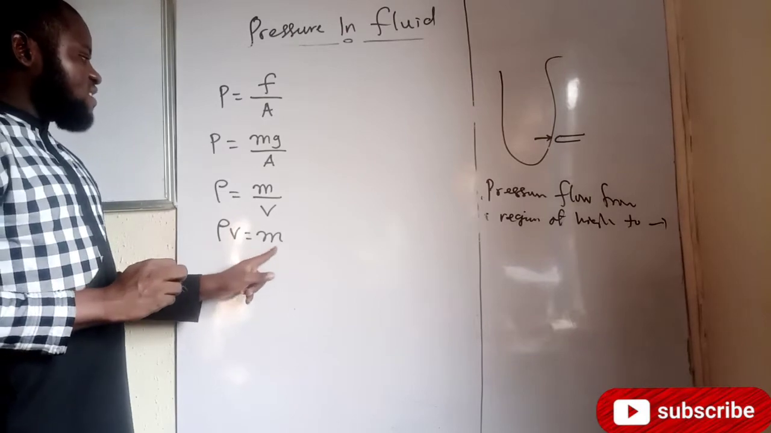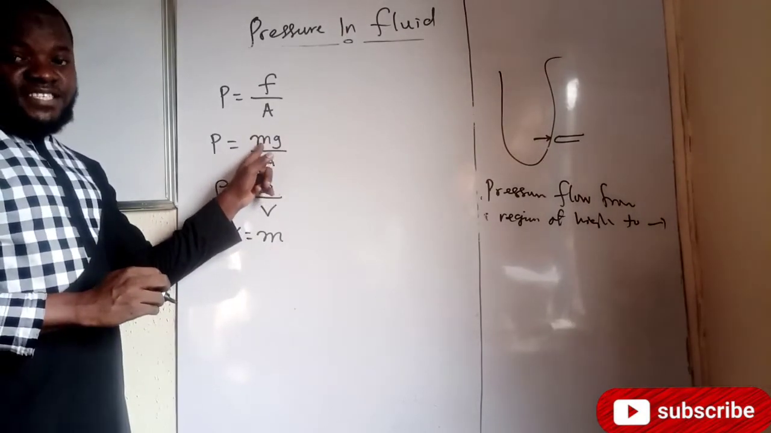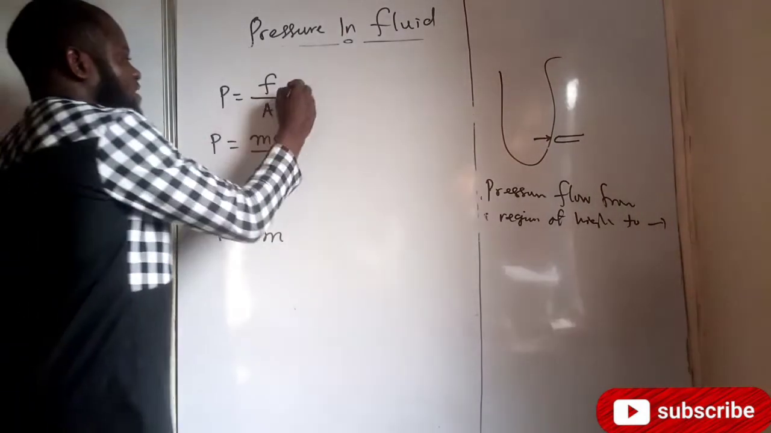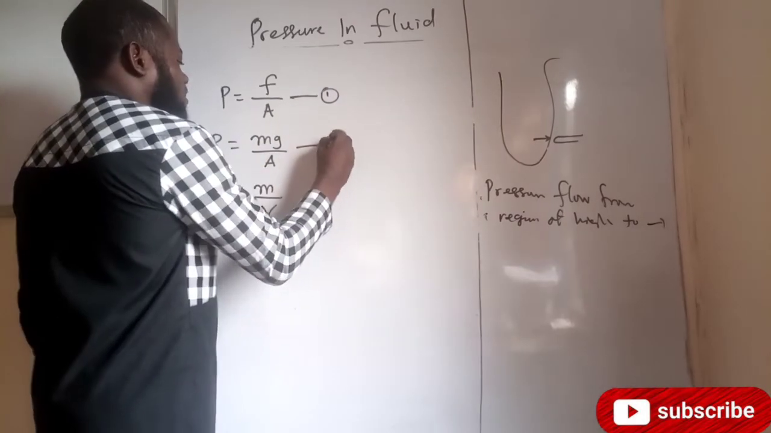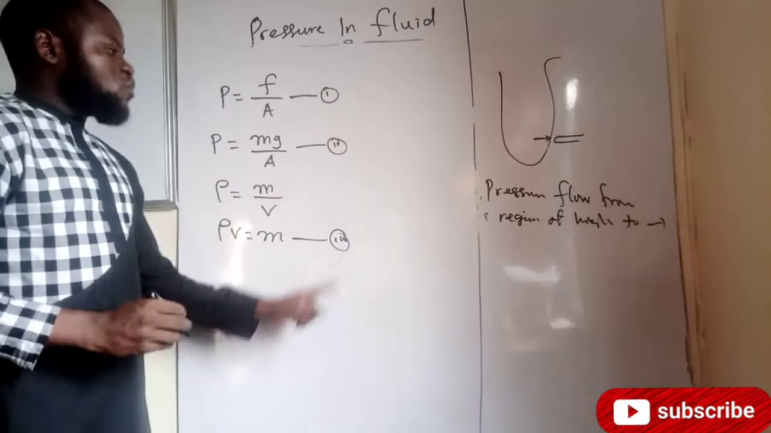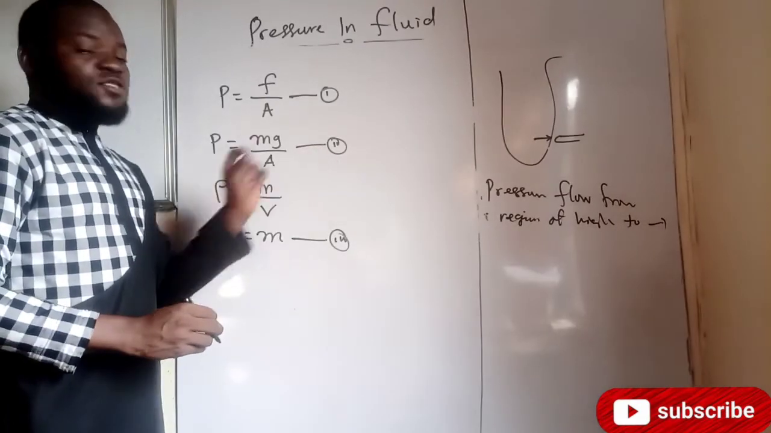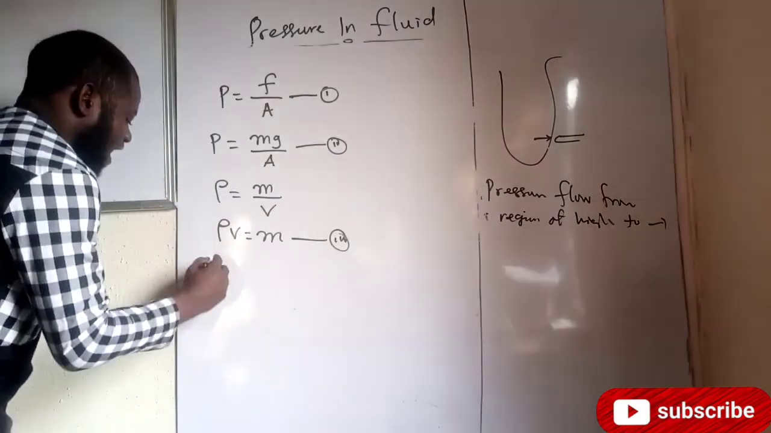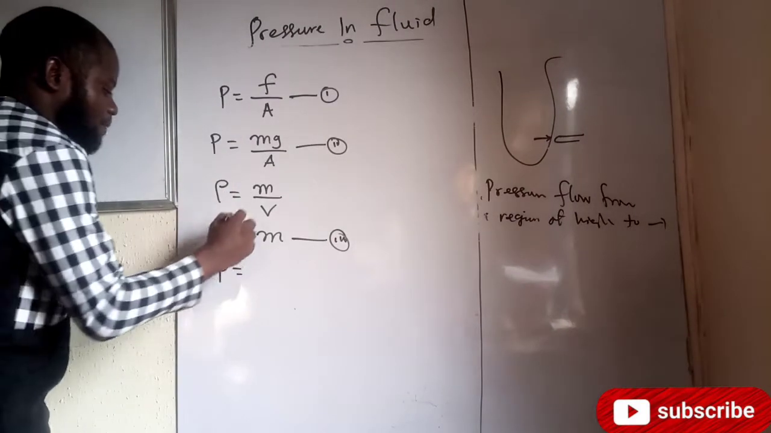So I will then use this to substitute for m in this equation. Let me call this equation 1 and I'll call this equation 2. While this is equation 3. So I'm using equation 3 to rewrite equation 2. Therefore, I have my pressure to equal mass.